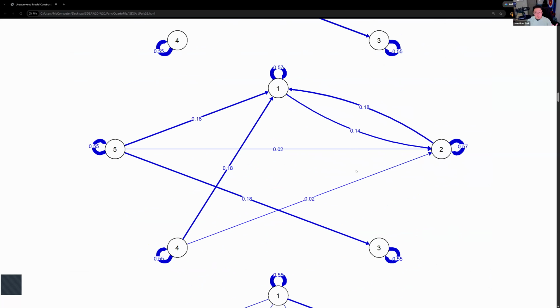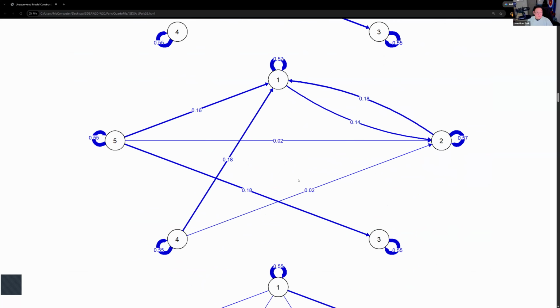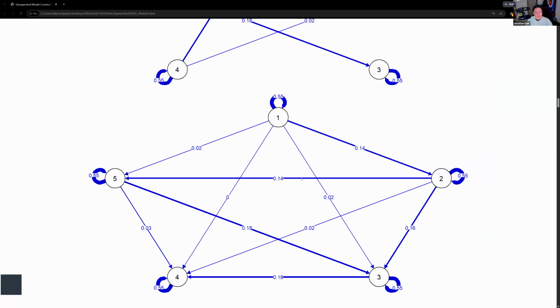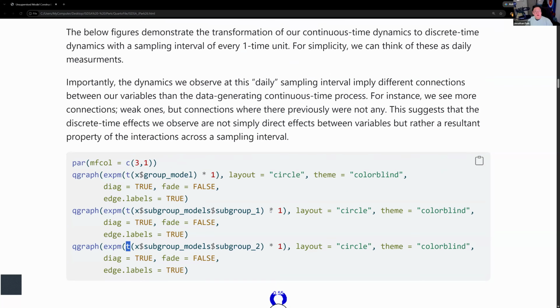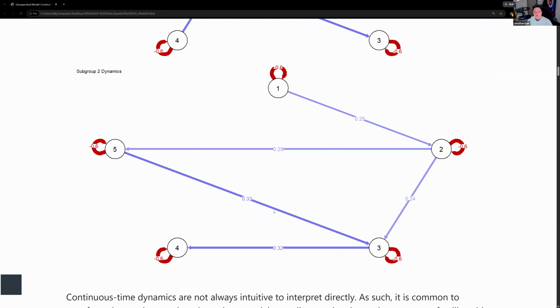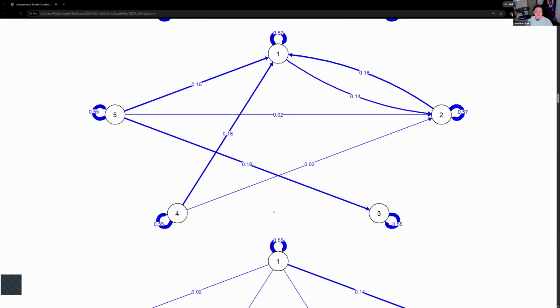That does not mean that these are spurious. These are real effects that are appearing at this particular sampling rate. And then likewise, for the second subgroup, we basically see every single effect exists almost, but they are relatively weak. You can see some of these are basically 0 within rounding. But we do see complex dynamics emerge from these relatively sparse dynamic networks in continuous time.